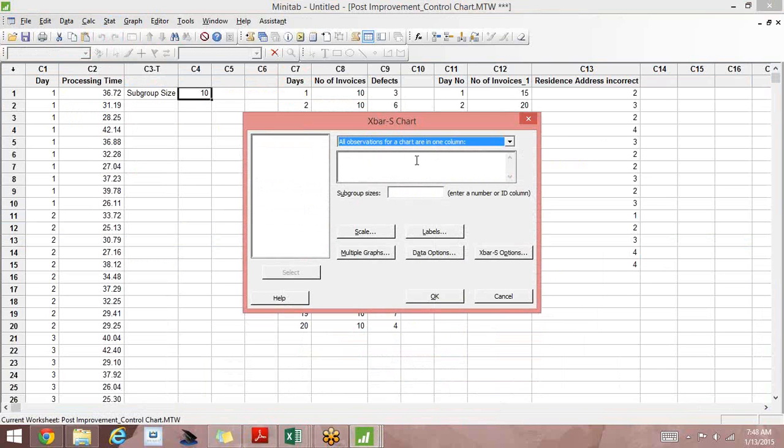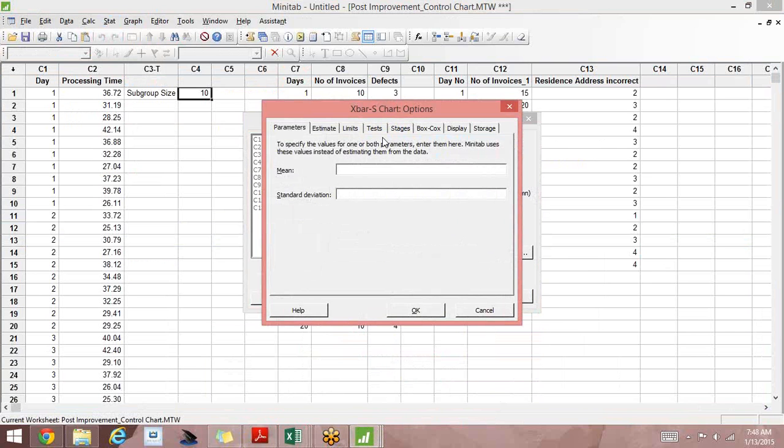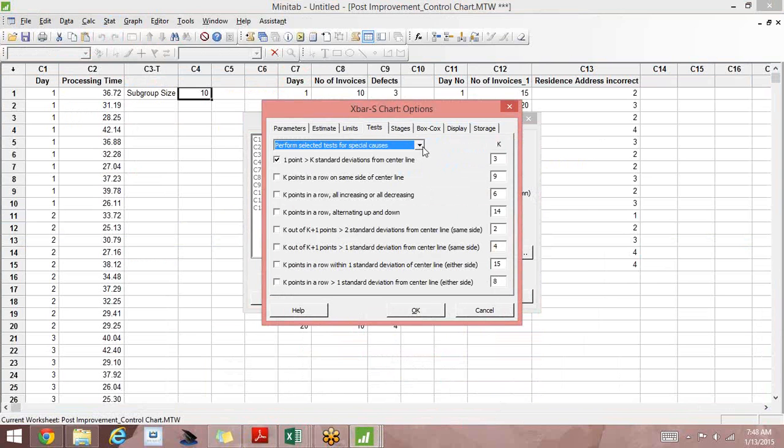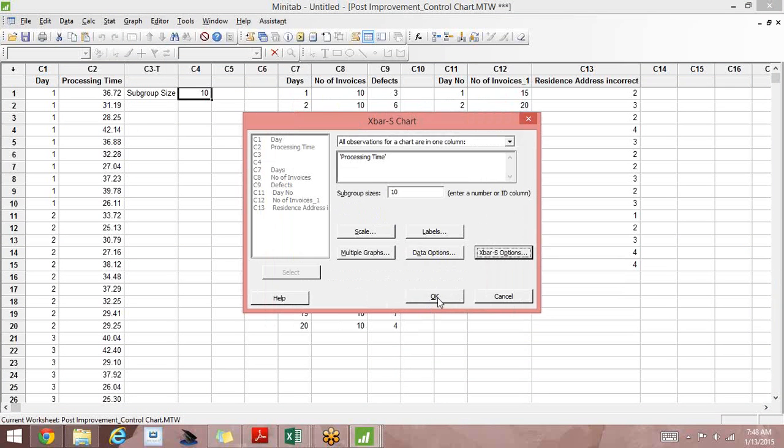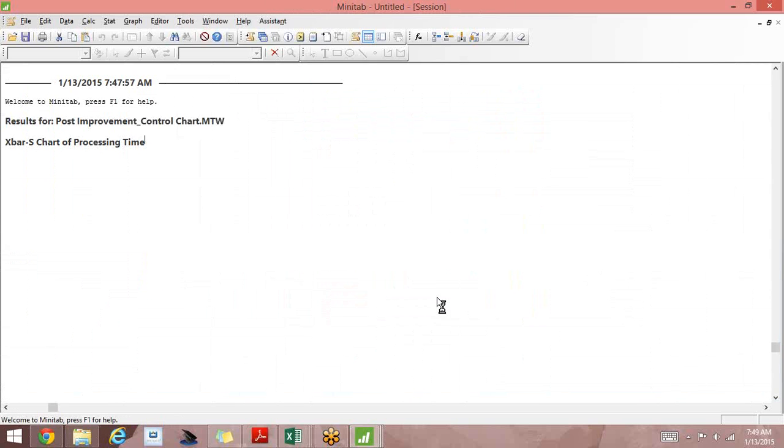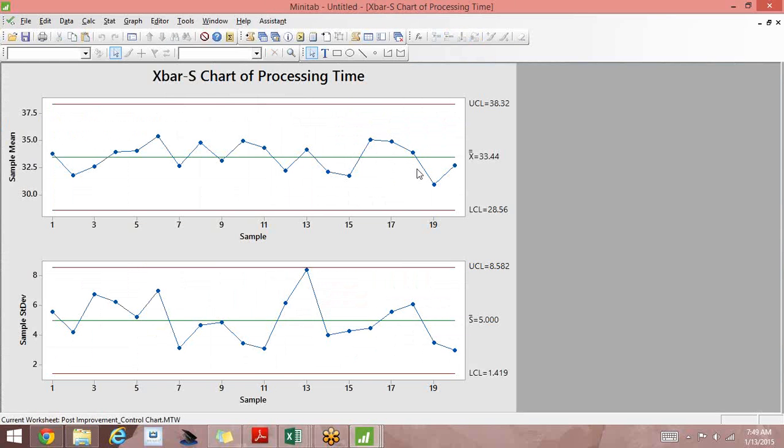All observations for the chart are in one column. Yes, they are only in processing time column. What is the subgroup size? It is 10. I click on X bar S, click on tests. I want to select all the tests and OK. So you see that everything is pretty much in control. But even if we look into all that 8 tests, then I move on.